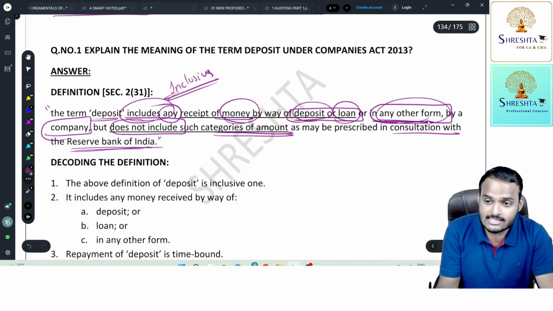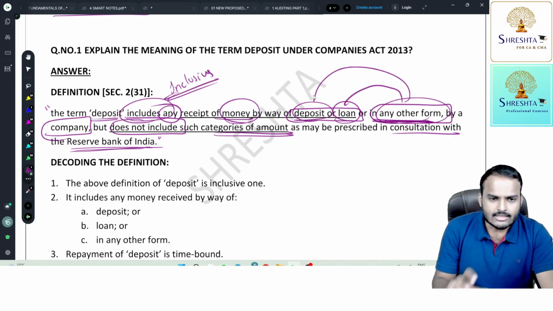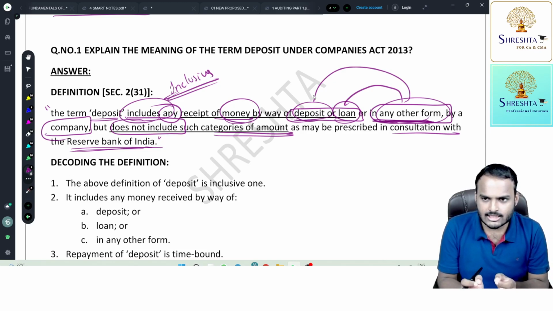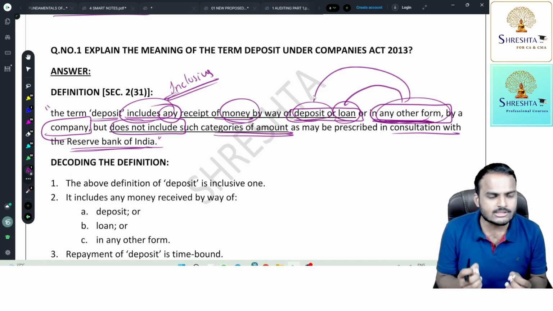Any other form: this is a general word, and its meaning should be interpreted from deposit or loan. So if the company is receiving money, it's a debt to the company. Now that debt is nothing but deposit. The primary understanding of this definition is that any receipt of money in the form of loan or deposit or in any other form will be treated as deposit.